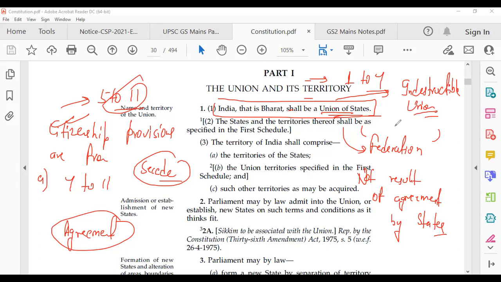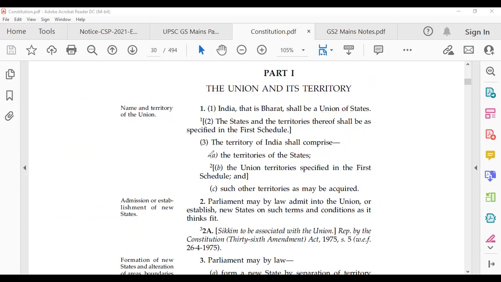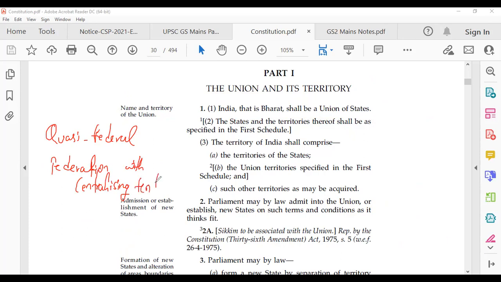These are some points which you have to keep in mind. Because of these scenarios, that a state has no right to secede and states can be broken apart, there are many people who said that India is quasi-federal. Some also said that India is a federation with centralizing tendency. That means the center's power is more. Federation with centralizing tendency. Hope you can understand this.